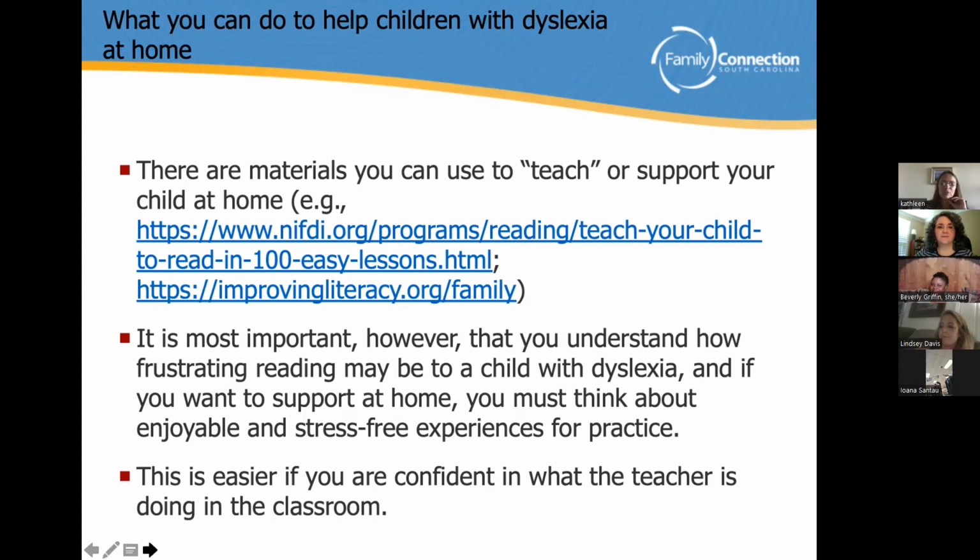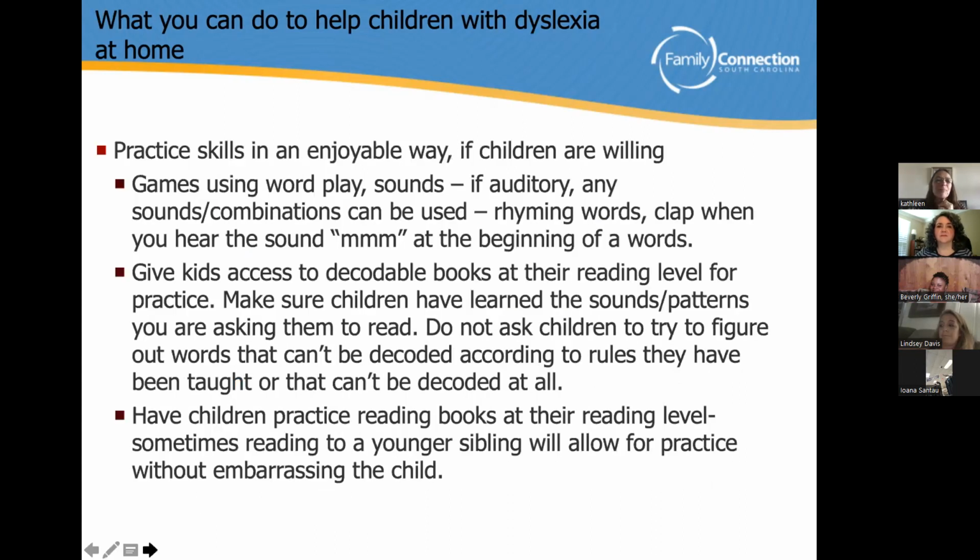And this is easier to do if you're confident with your teacher in the classroom. Again, practice skills in an enjoyable way. So try to make it as fun as you can. Give kids access to decodable books at their reading level. Make sure they have learned what you're asking them to read, okay? That's important. If your teacher is using a curriculum that includes decodable books, they may have some for home use that you can use, or you may be able to get some online that support the curriculum that the teacher is using. Think of fun ways.